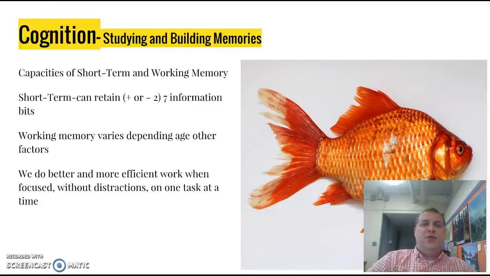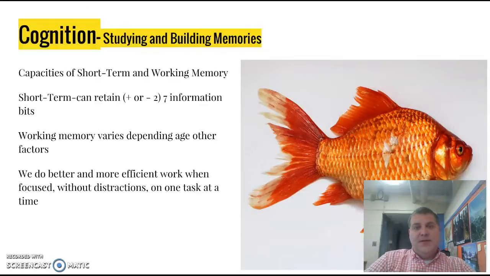Capacities of short-term and working memory. Short-term can retain 7 information bits. It was brought up in class that you could possibly retain only 5 because it's plus or minus 2, which is your standard deviation for the information bits. But for this test, let's look at 7 information bits.